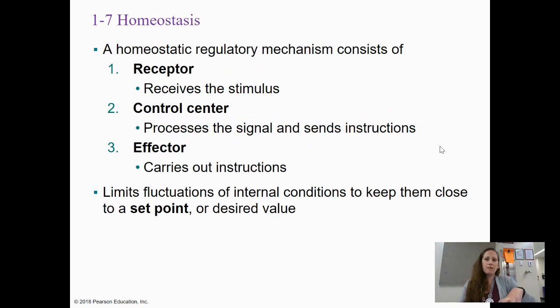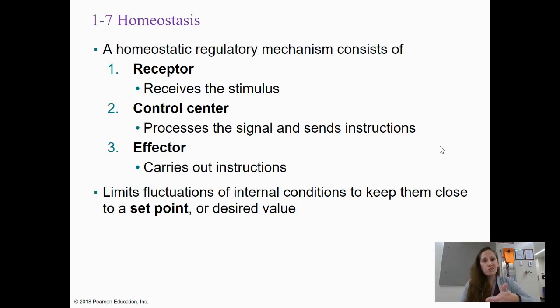All homeostatic mechanisms have three basic components: a receptor, a control center, and an effector. The receptor's job is to receive stimulus. So the body might be impacted by some stimulus. It could be external, it could be internal. But that stimulus is going to be gathered by the receptor. That information is going to be gathered, and it's going to send that information to what's called the control center.